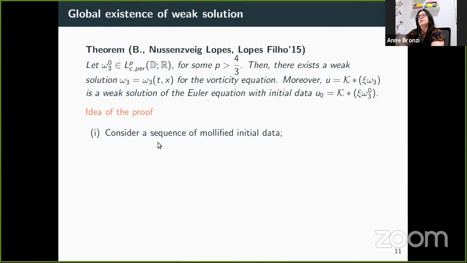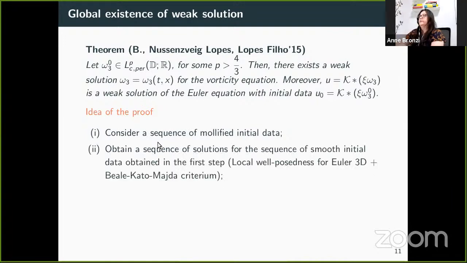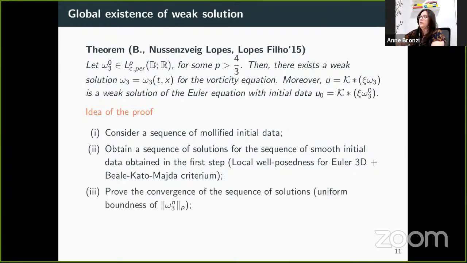The idea is just to mollify the initial data, which is very standard. Then we obtain a sequence of solutions for this sequence of initial data. And then we use the local well-posedness for the 3D Euler equations plus the helicosymmetry criterion, because at this point we can control the vorticity.